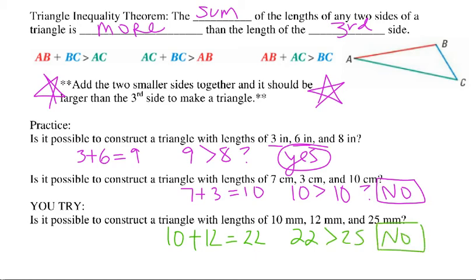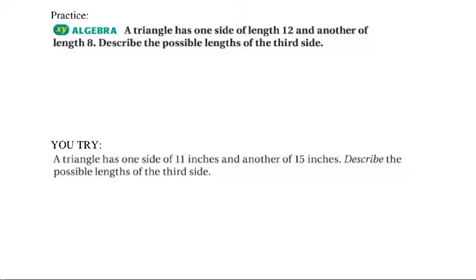So using that same idea, if we are given two side lengths, 12 and 8, but we do not know what the third side length is, we have to come up with a range of numbers that would work, that would still create a triangle. What you have to think of is two scenarios. If 8 is the smallest, and here's my little picture to show that, then I would take 8 plus 12, and I know that equals 20, and 20 has to be more than the third side.